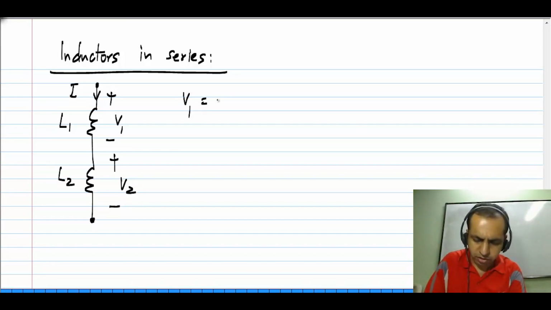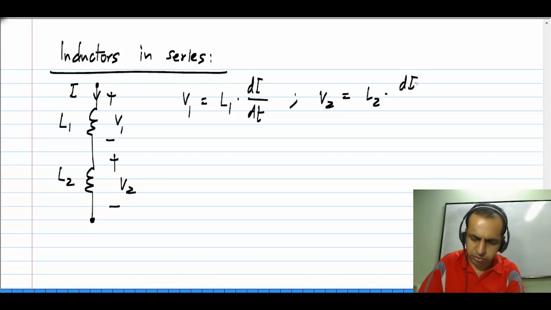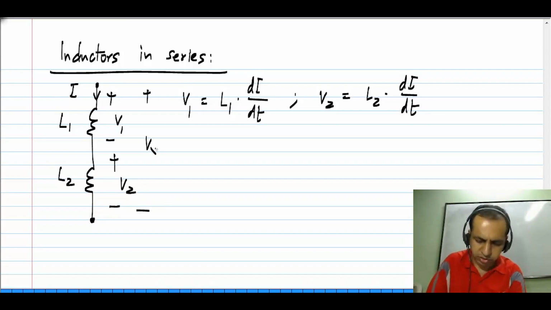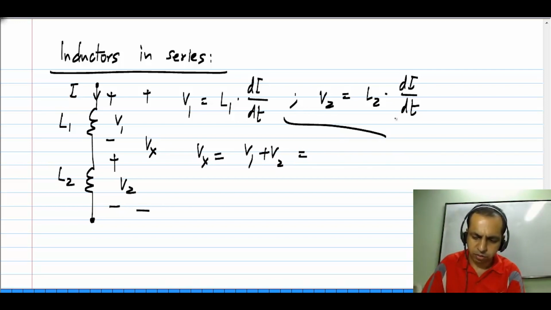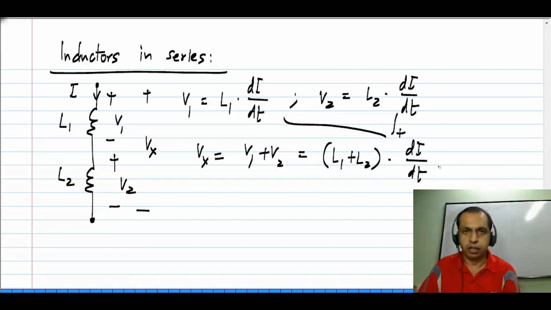We know that V1 is L1 times the time derivative of I, and V2 is L2 times the time derivative of I, and this total voltage Vx is V1 plus V2, which if you sum these two, you will see that it is L1 plus L2 times the time derivative of I.